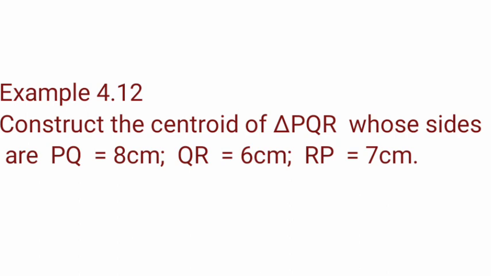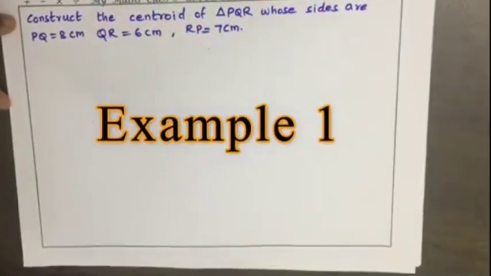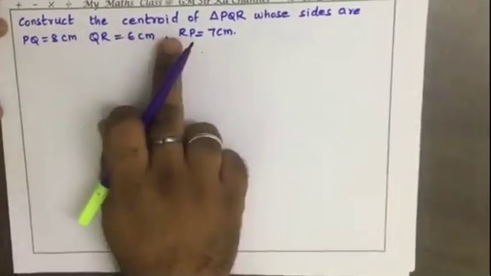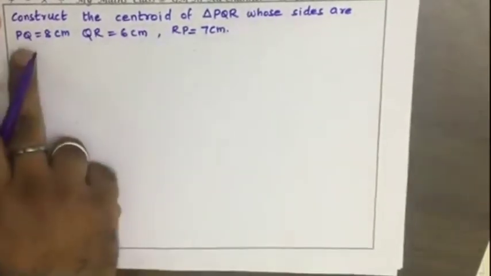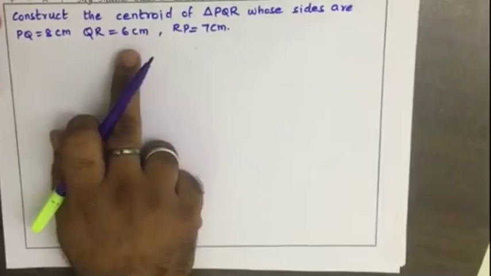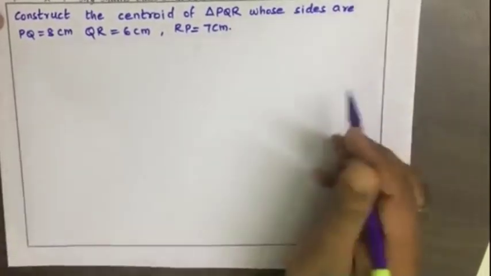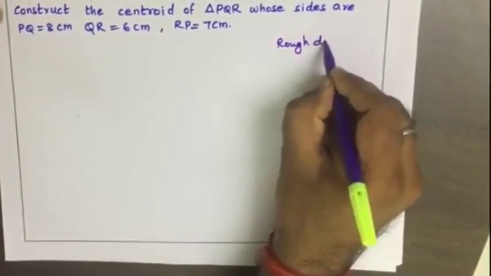Now we will see example 4.12. Construct the centroid of triangle PQR whose sides are PQ equal to 8 cm, QR equal to 6 cm, RP equal to 7 cm. Okay, first we draw a rough diagram.